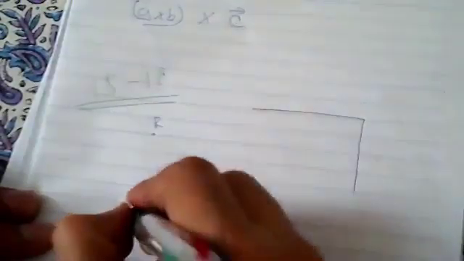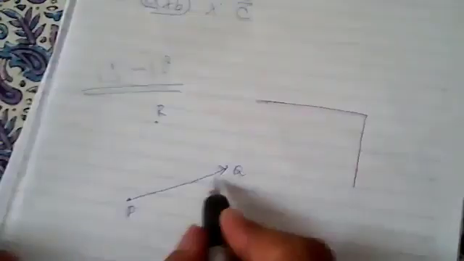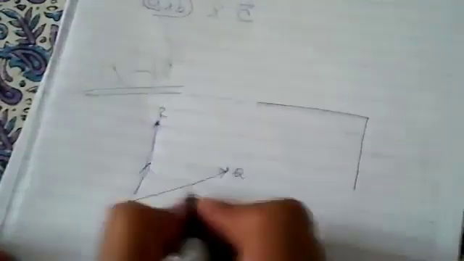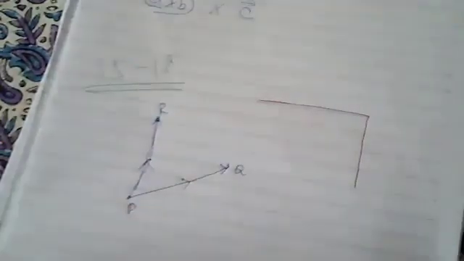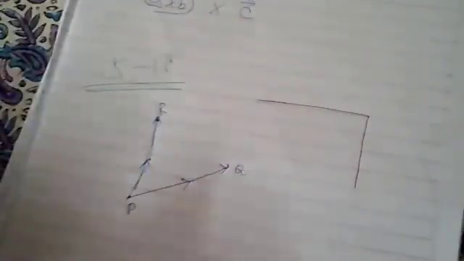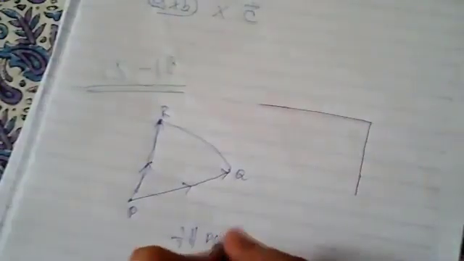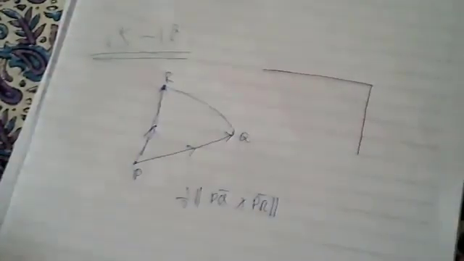So what do you do? From 3 points, join and make 2 vectors. Suppose you fix P; you can fix any point. Suppose P is fixed, then the vectors are PQ and PR. So these become the 2 adjacent vectors. Make these 2 adjacent vectors from the 3 points, then just apply the formula. If the 2 adjacent sides of a triangle are given, then we know the formula is half of the cross product of the 2 adjacent sides. That will give you the area of the triangle.